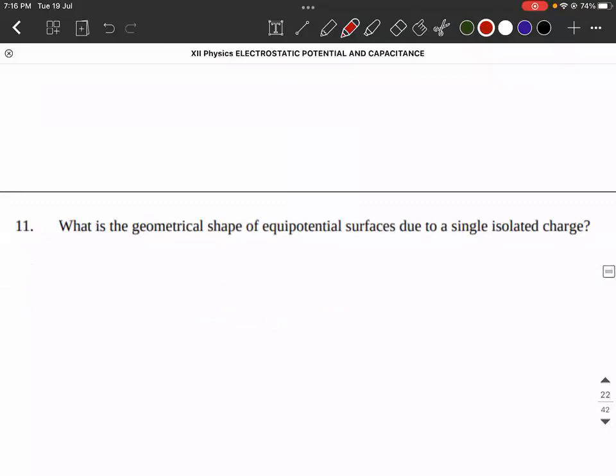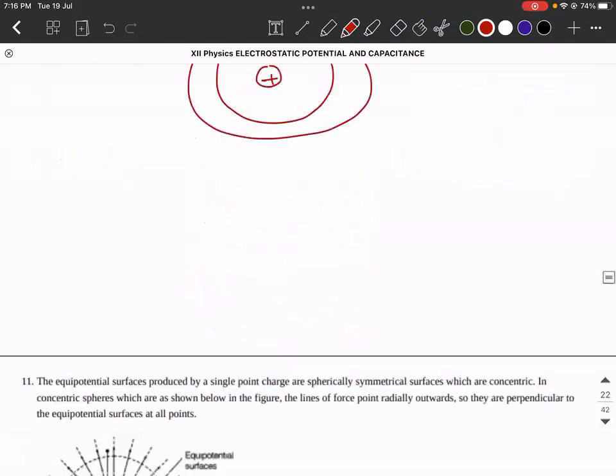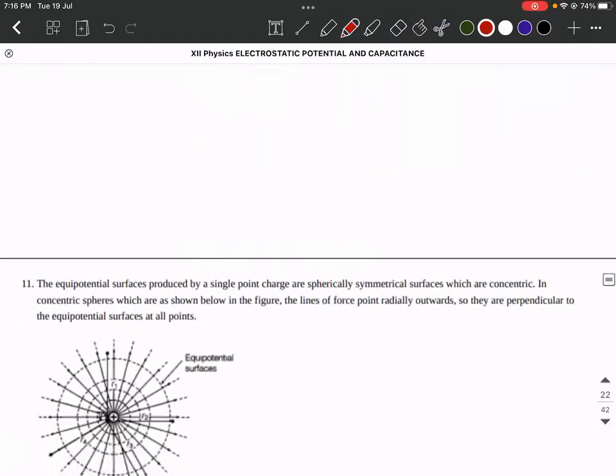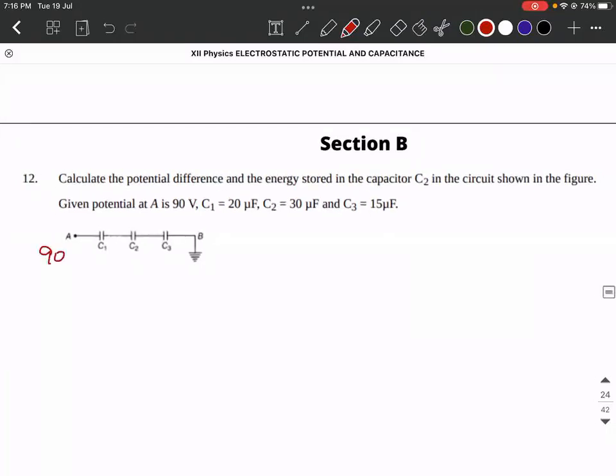What is the geometrical shape of the equipotential surface due to a single isolated positive charge? Obviously, it's a set of concentric spheres. Next: calculate the potential difference and energy stored in the capacitor C2 in the circuit shown in the figure. Given potential at A is 90. Grounded means potential is 0. C1 is 20 microfarad, C2 is 30 microfarad, C3 is 15 microfarad. How to solve this?